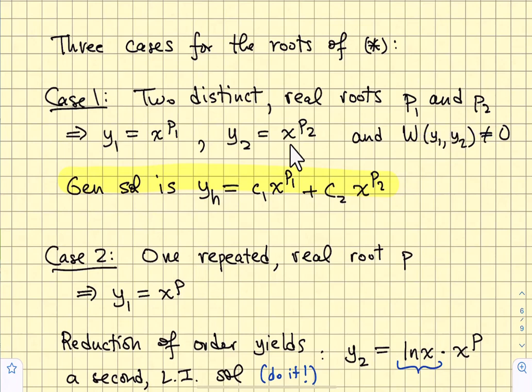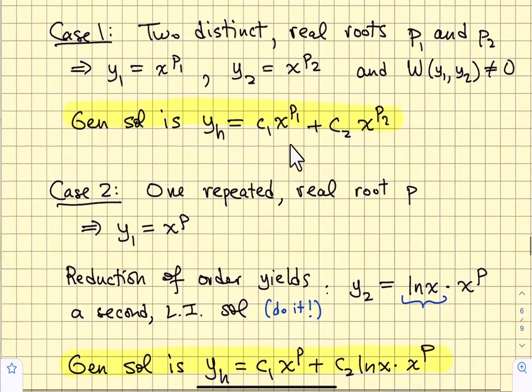If you were to check the Wronskian on these two, it's not 0. So that means these are not only solutions, they are linearly independent solutions. So that means we can build the general solution to the Cauchy-Euler equation in the case 1 situation as c1 x to the p1 plus c2 x to the p2.